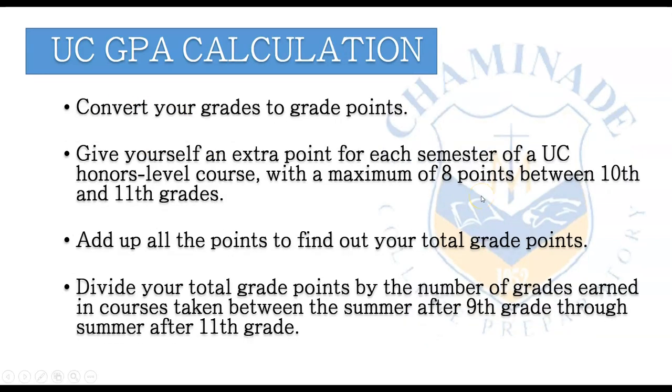Just as a reminder, as you're calculating your GPA from your letter grades to a grade point, you're going to give yourself an extra point for each semester of a UC honors level course with a maximum of 8 points between 10th and 11th grade. Remember, no more than 4 of those can come from sophomore year. You're going to add all the points up to find out your total grade points, and then you're going to divide your total grade points by the number of grades earned in courses taken between the summer after 9th grade through the summer after 11th grade.